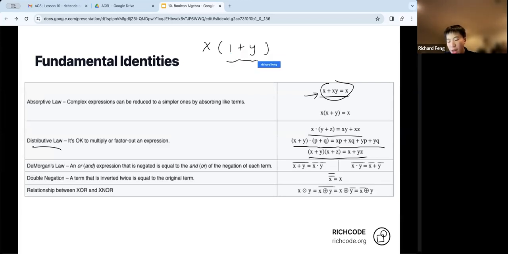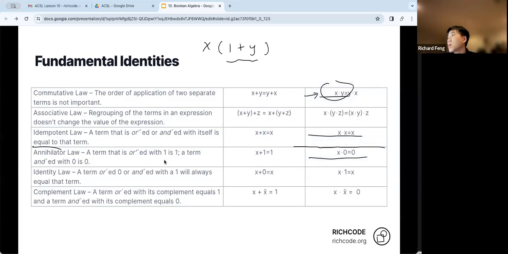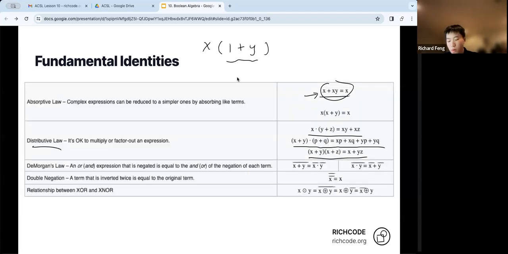So inside here, we have 1 or y. Going back to the previous identities, which one is it? The annihilator law. It says whenever a term is ORed with 1, it's always going to be 1. So we know this is always going to evaluate to 1. So basically we have x times 1. So x and 1 is always going to be x. So that basically proves this statement.